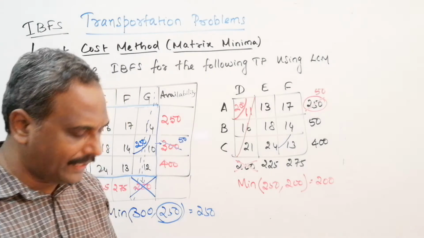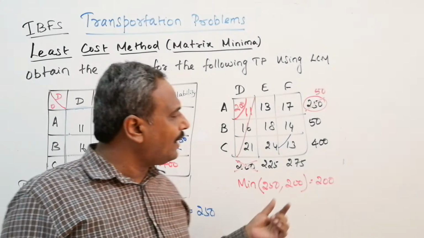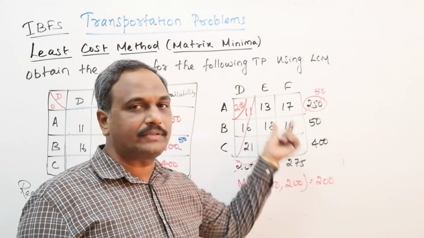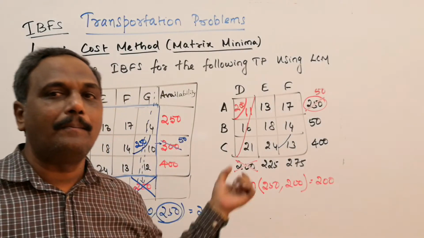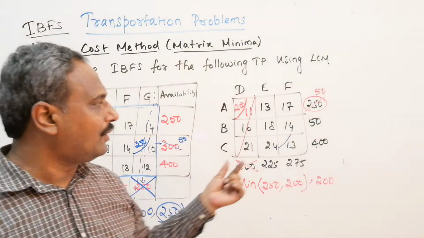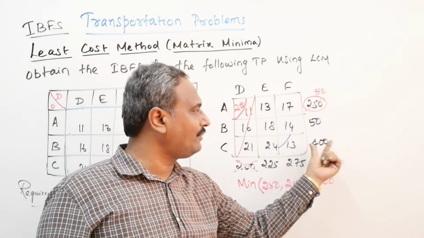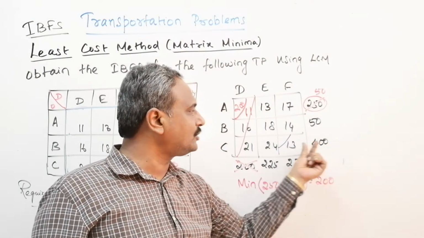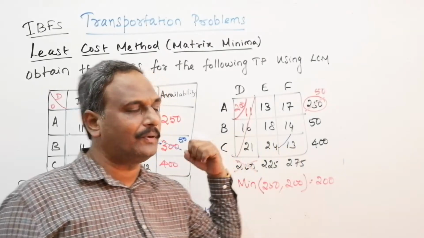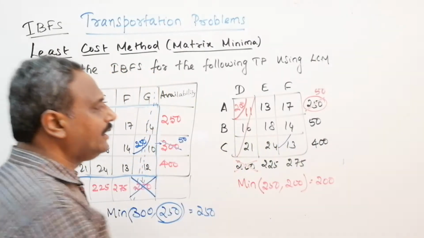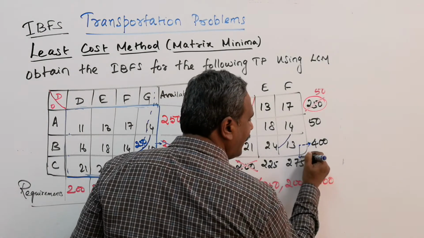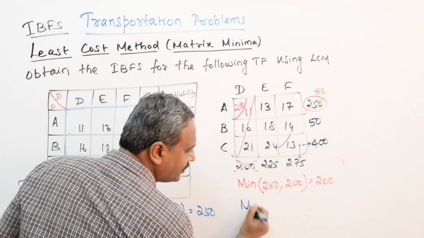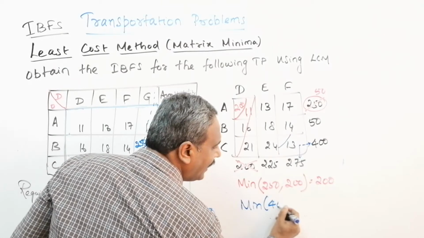The basic idea: when you have similar or the same cost, you select where you can make the maximum allotment. Here we have 50 and here we have 400, so I am going to take the corresponding value. Now in this 13, I am going to check for the availability and requirement.